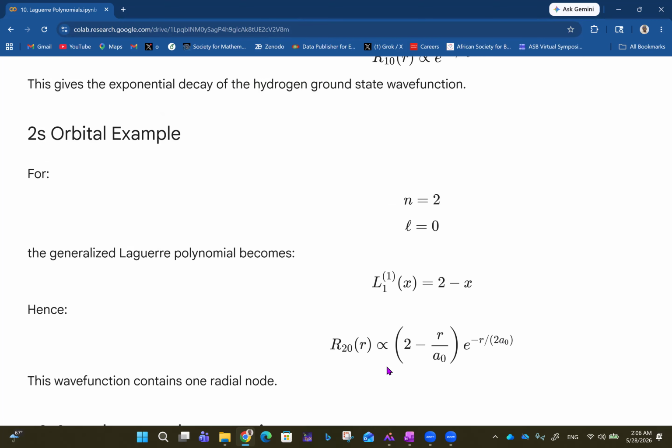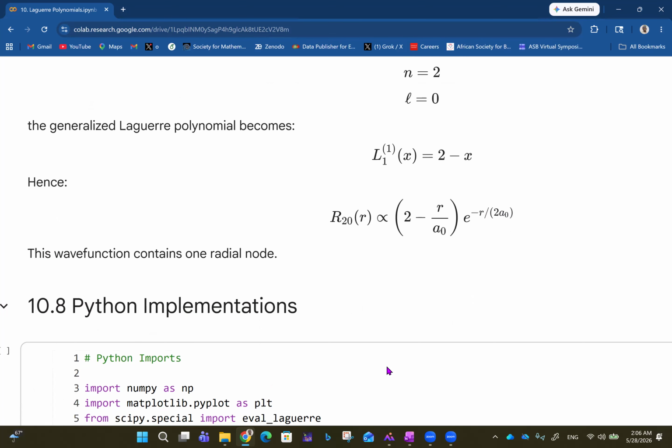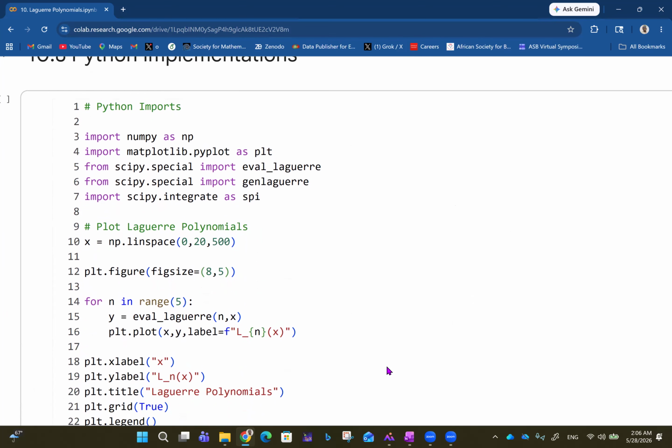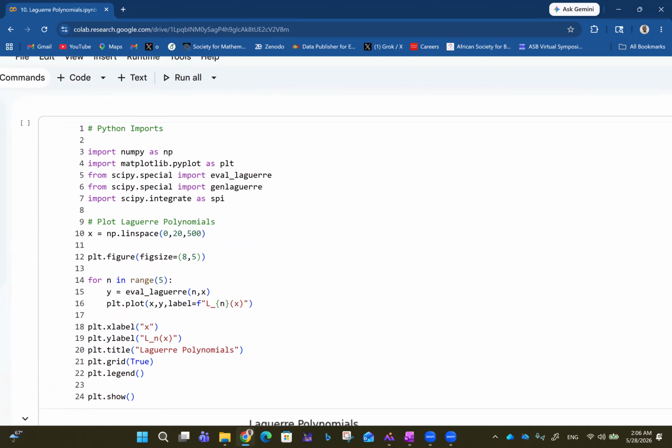And then we move on to some Python implementations now. So first of all, we import the necessary things. Here we need to import eval_laguerre from scipy.special, and then genlaguerre from the same scipy.special, and then quad from scipy.integrate. Then we have x from 0 to 20, and then for n in range 5, we have y equals eval_laguerre of n comma x, and then we plot.